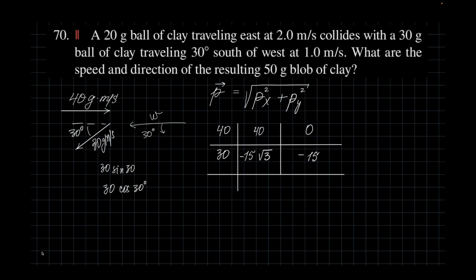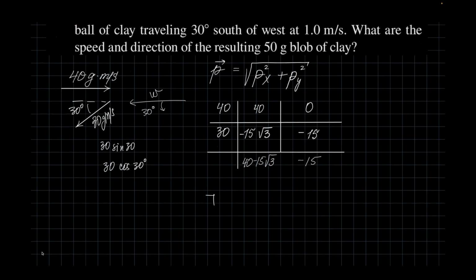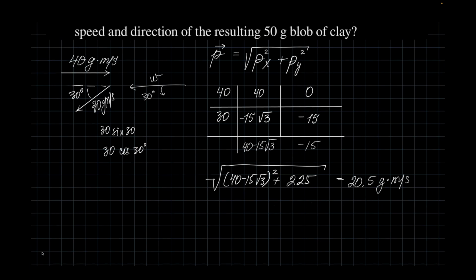So overall, this is going to be 40 minus 15 roots of 3, and this is just negative 15. So then I'm going to do my Pythagorean theorem. It's going to be 20 and a half. And I know this is going to be grams times meters per second. So this right here is the momentum. This is the combined mass, because they stuck together, times V final.